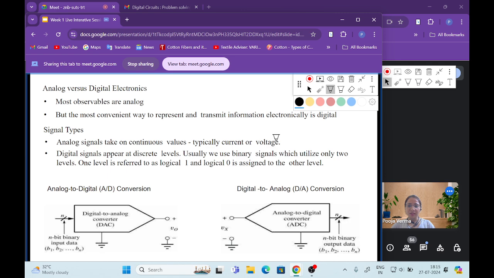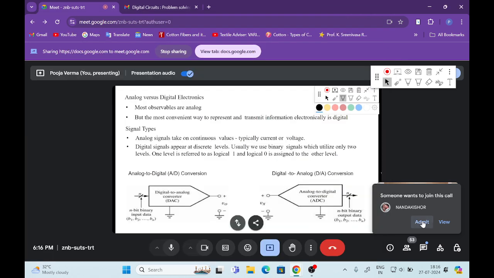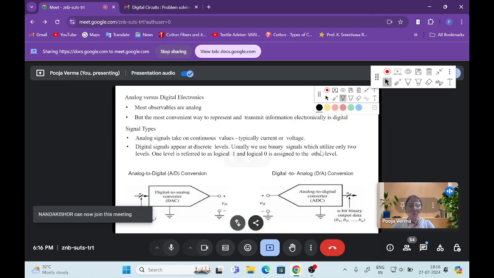And the signal types: there are basically two types of signal in nature. One is analog, which is continuous in nature, and typically the examples of analog signals are current or voltage. Another one is the digital signal. Digital signals appear in a discrete level, either 1 or 0, and that 1 or 0 is also known as a binary number or binary signal, that can utilize only two levels, either 1 or 0.